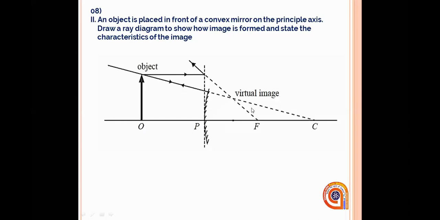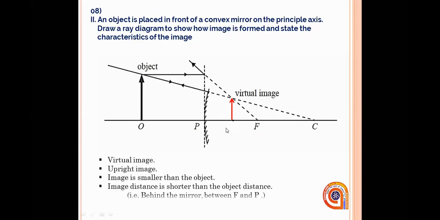Since they are virtual, you can see on the other side that the real rays are not meeting together. Accordingly, the point where the virtual rays intersect is the point where we take the image, and that is a virtual image. This should be shown as a dotted image, so please mark it when you are drawing. The image should be in dotted lines, not a continuous line as shown here.